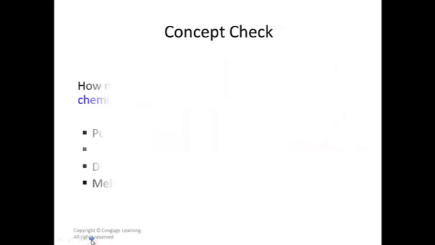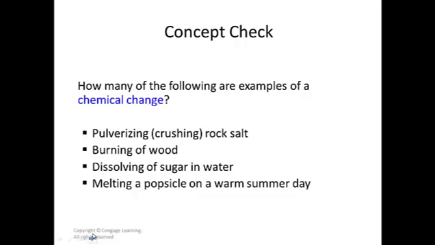Let's see if this clicks for you. How many of the following are examples of a chemical change? Let's use C for chemical change. If we crush rock salt, that just makes the pieces smaller. That's just a physical change. Burn wood, we get new things like carbon dioxide and water vapor and maybe some soot. So that'll be a chemical change. Dissolving sugar is just a physical change, because it still is sugar, it's still water, just mixed together. And melting a popsicle on a warm day is a physical change because it's an example of a phase change. So we just have that one answer there that is a chemical change.